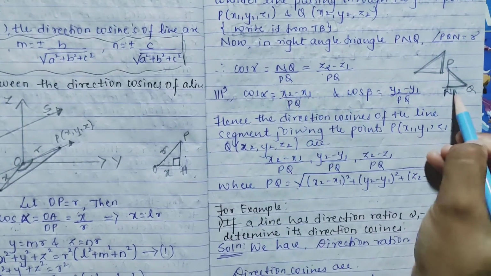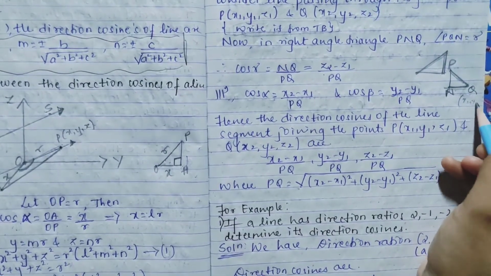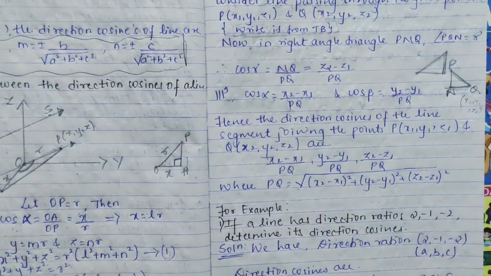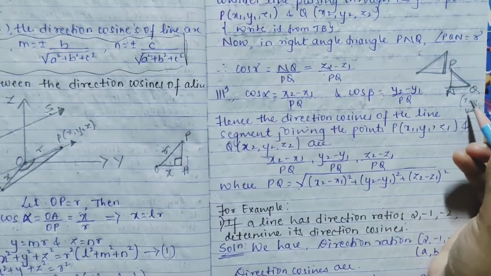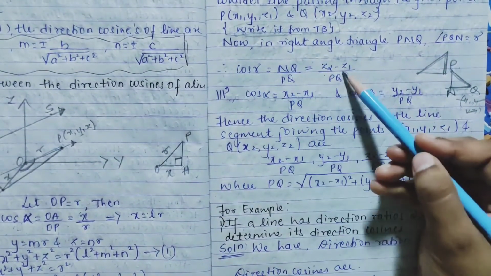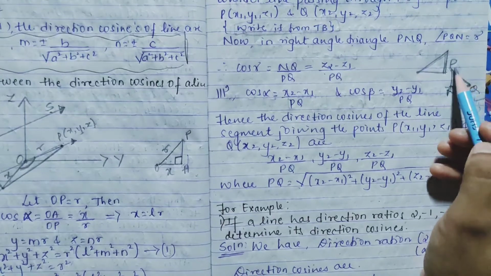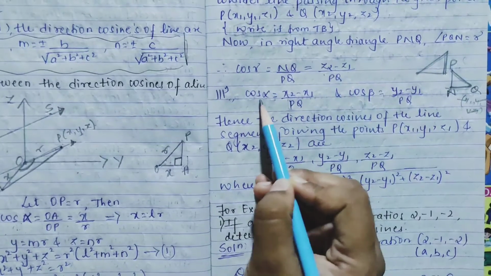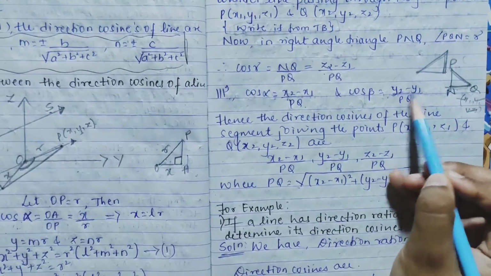And your NQ, how is it given? Your Q you have taken as (x2, y2, z2). See, you have three coordinates, x-axis, y-axis and z-axis. Accordingly, for your cos gamma, it will be z-axis, right? For z. For your cos beta, it will be y, and for your cos alpha, it will be x. So your cos gamma will be z2 minus z1, because Q and P form it, so (z2 minus z1) divided by PQ. Similarly, cos alpha will be (x2 minus x1) by PQ. Cos beta will be (y2 minus y1) by PQ.